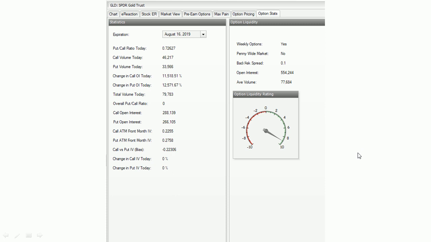This is an option statistics page. Put in the expiration month and you'll get all the information on put call ratios, implied volatilities, changes in implied volatilities. You'll also see the option liquidity rating. I rate every stock option, and this is a very, very important tool because you use it in your search criteria if you're an option trader, and you can very quickly filter out all the stocks that you would not want to trade options on.